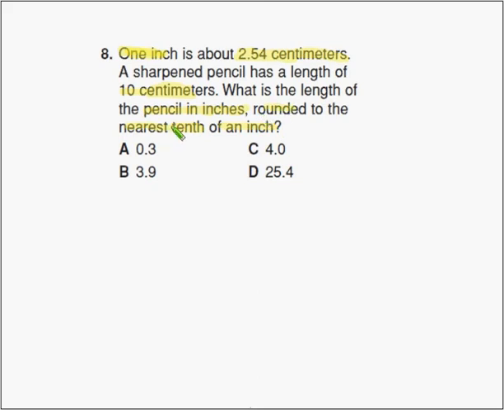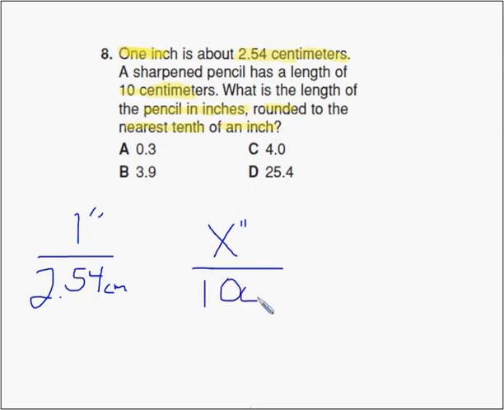So we're rounding to the nearest tenth. So for every 1 inch, it is 2.54 centimeters. And I want to know how many inches. Remember, my inches are always in the same spot. Is 10 centimeters. Well, I know these two ratios are proportionate if my cross products work out.